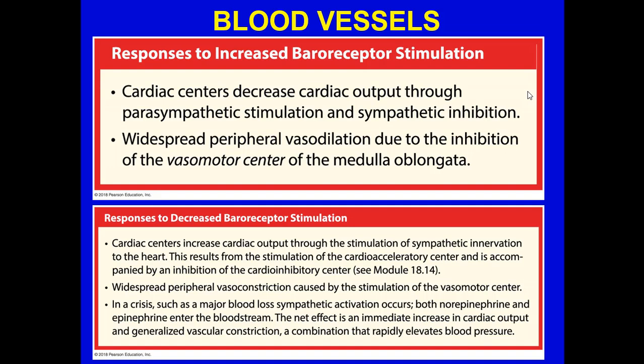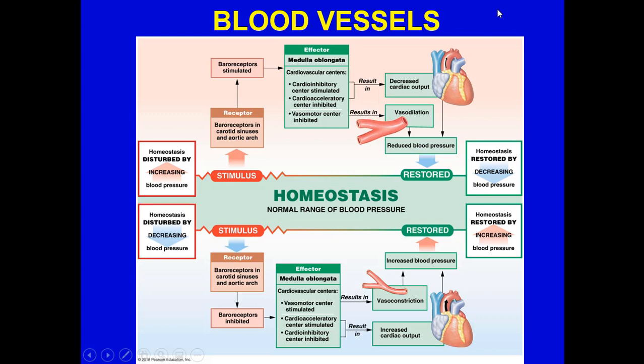If you were in a crisis, such as a major blood loss, sympathetic activation occurs, and both norepinephrine and epinephrine enter the bloodstream. The net effect is an immediate increase in cardiac output and generalized vascular constriction, a combination that rapidly elevates blood pressure. And here you see this all done up nicely in this diagram. I encourage you to review this chart. It is going to be very helpful, especially for my fine students in nursing and allied health, etc. Think about this. This is what you're doing now to get this down.